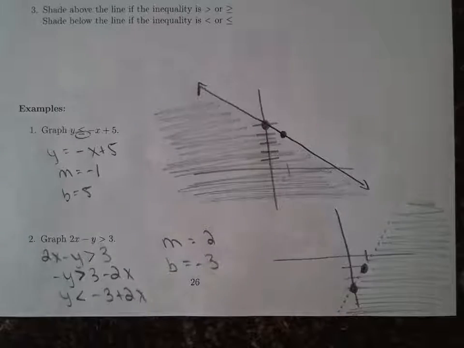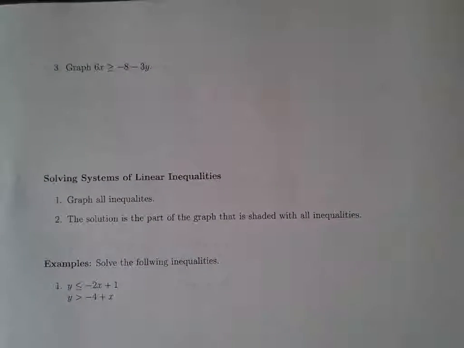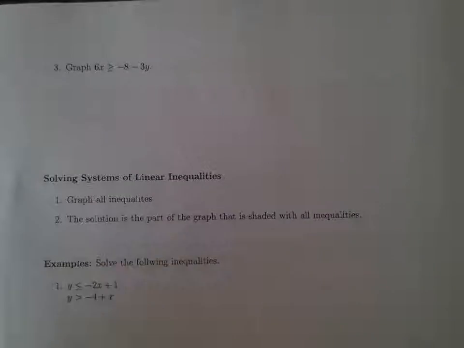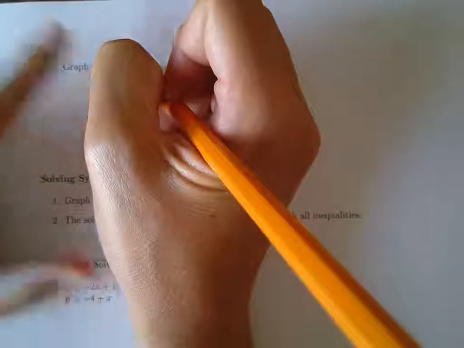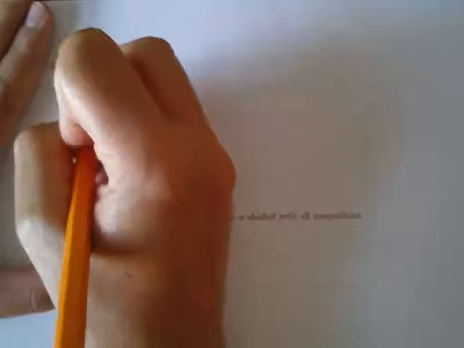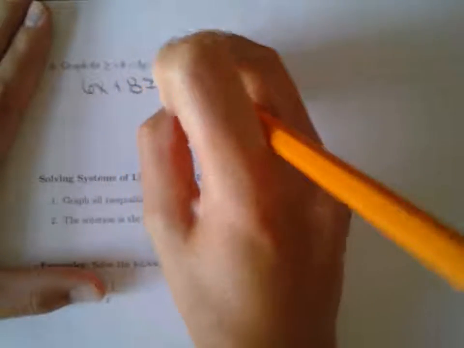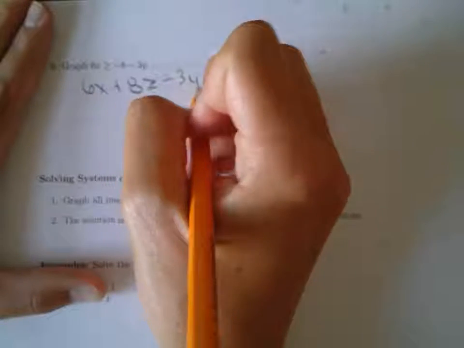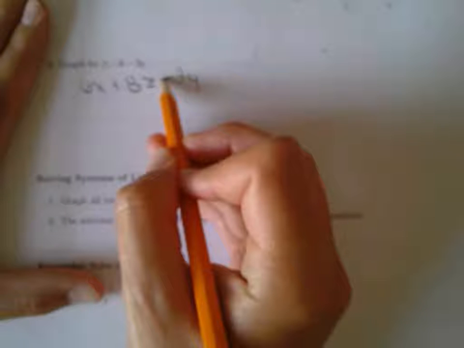Okay, and then one more. Page 27. It says graph 6x greater than or equal to negative 8 minus 3y. Again, we're going to solve for the negative 3y. Let's do plus 8 on both sides, so 6x plus 8 greater than or equal to negative 3y. Now we're dividing by a negative. Remember, when you divide by a negative number, switch the sign to less than or equal to y here.